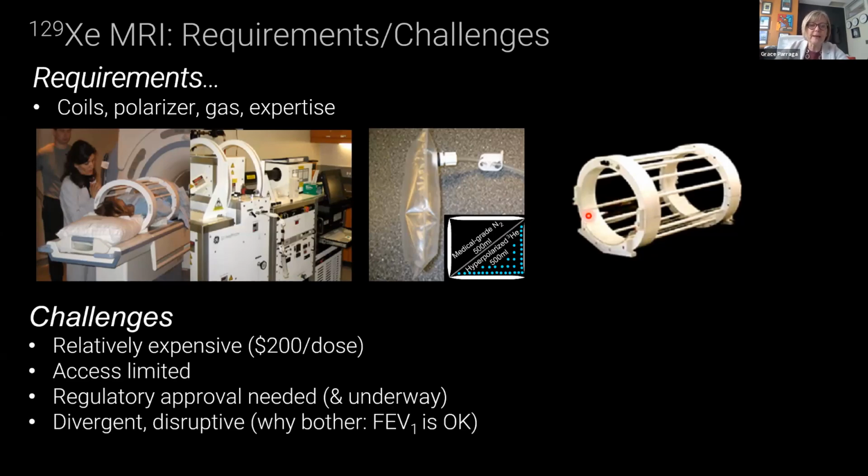Challenges are numerous. The doses in our hands range from $200 to $500, which at least in London, Canada, is on the order of the cost of a gadolinium dose. Access currently is limited to research sites because regulatory approval is needed and underway. I understand that the launch in the US for the clinical use of this research tool is in October of this year. And I think whenever you're producing new kinds of images and new kinds of data, it doesn't necessarily mean that everyone's going to take notice, because the measurements we provide are very divergent and disruptive.